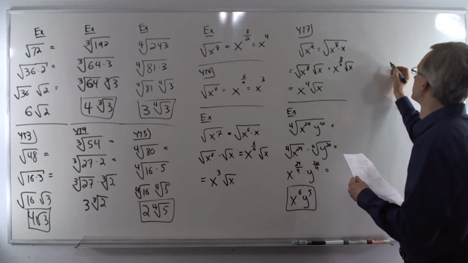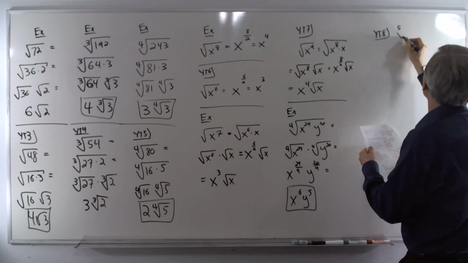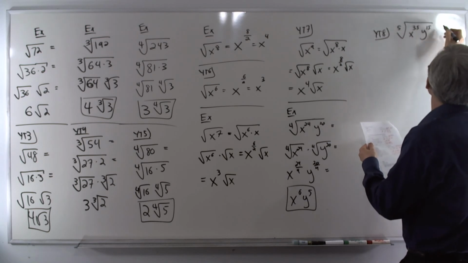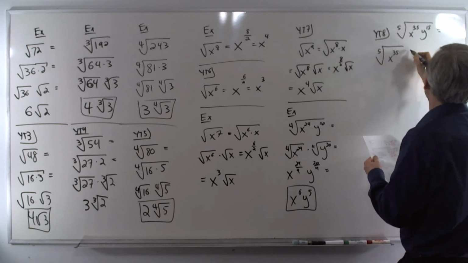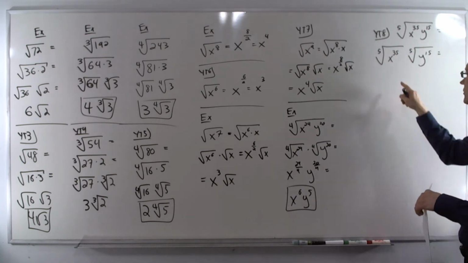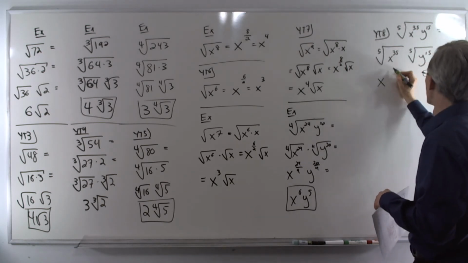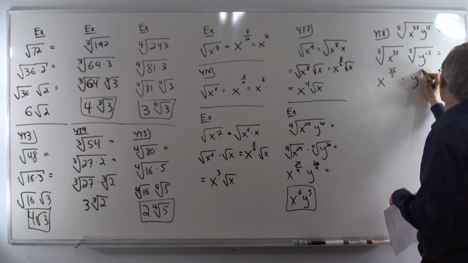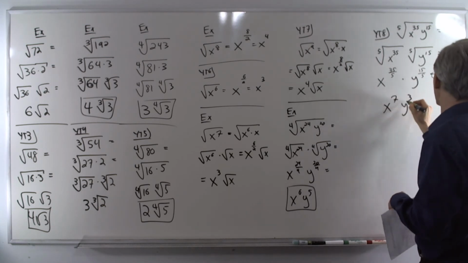Your turn, number 8. Product rule breaks it up into 2. Now convert to rational exponent form. All right, we got the exponents as the numerator, the index as the denominator, and then divide them out, and we get x to the 7th, y to the 3rd.